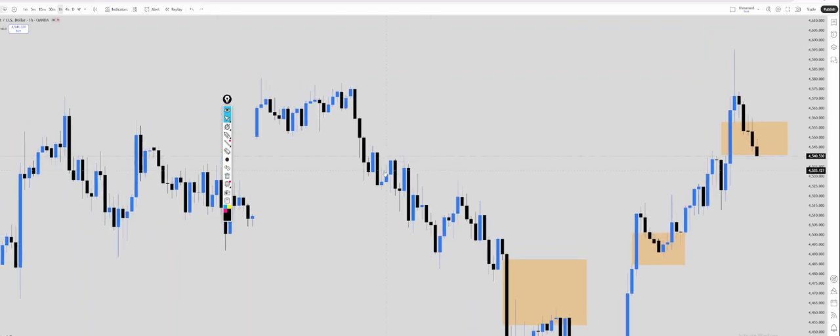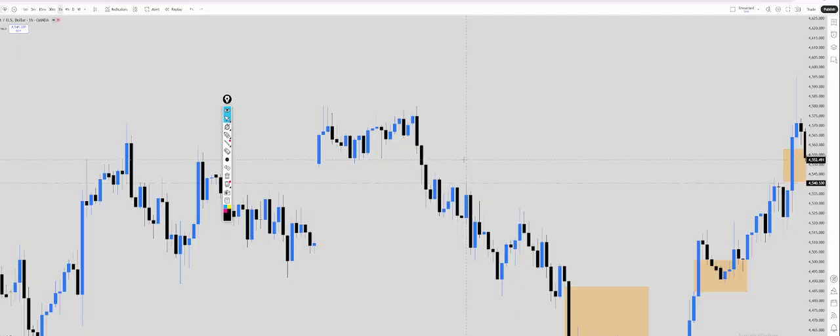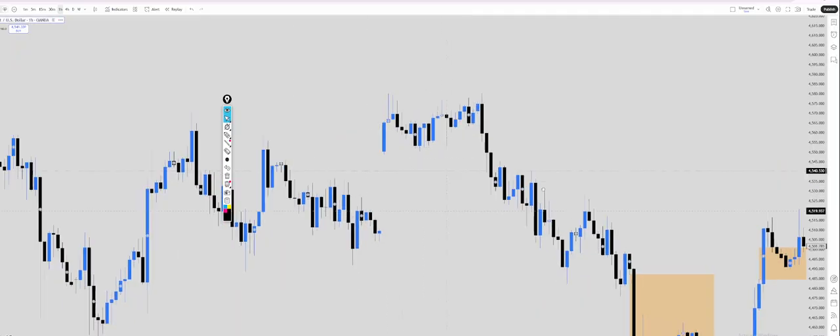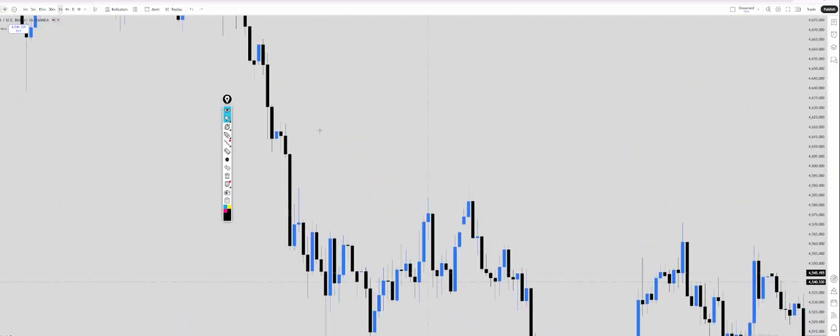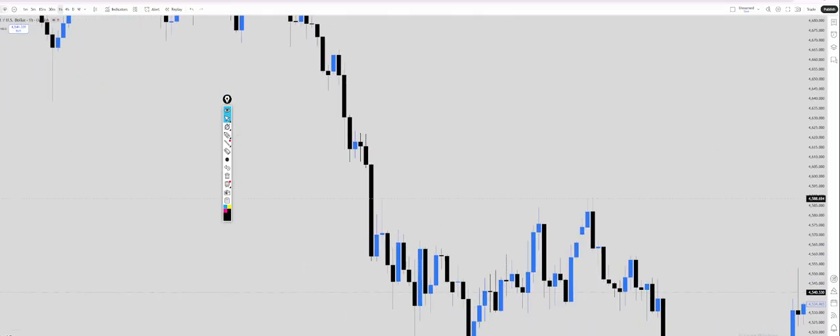Next, let me mark a fair value gap which has worked. Oh yes, here it is. You can see a bearish fair value gap here between the low of the first candlestick and the high of the third candlestick, price reaching the fair value gap and getting rejection and a dump from this fair value gap.